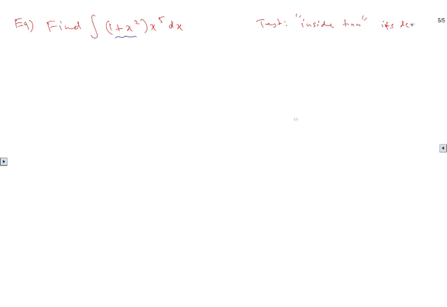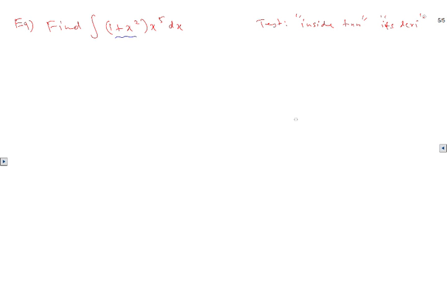Its derivative. What's the derivative of the inside function? 2x. But you can see that it's not x, it's x to the 5th. So there are some problems. If you just have x, it's very clear. But there are some problems where you can still use a substitution method. That's the benefit of this technique.